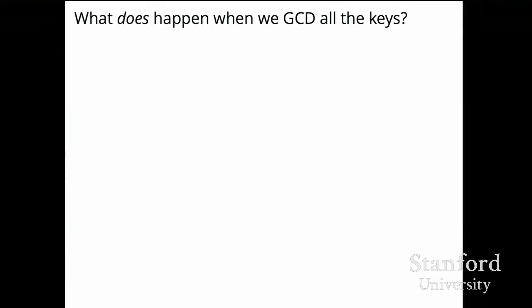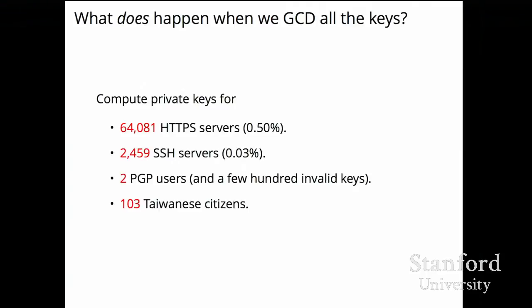So, okay. Now that we've done this computation, or mentally, and you can do it tonight at home, you can download some code, download some keys. All right, so what actually does happen? Well, it turns out that you compute the private keys for 64,000 HTTPS servers, so that's about 0.5% of the hosts on the internet, 2,500 SSH servers, 2 PGP users, and you discover a bunch of invalid keys that happen to be in the database, and 103 Taiwanese citizens. So that's not what you are supposed to be finding.